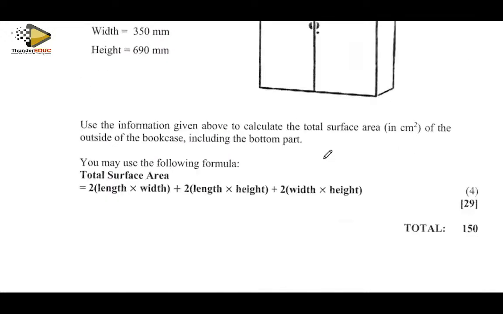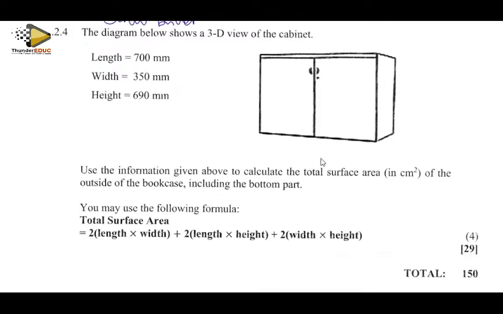Screwdriver. All right. Last but not least, we need the user information given above to calculate the total surface area in centimeters squared. The moment you see that you need the final answer to be in centimeters squared, please look at the dimensions you have. If they're not in centimeters, change them. So we had to change this to centimeters, which was 70 centimeters. Change this to centimeters. And change also that to centimeters. Now you're good to go.